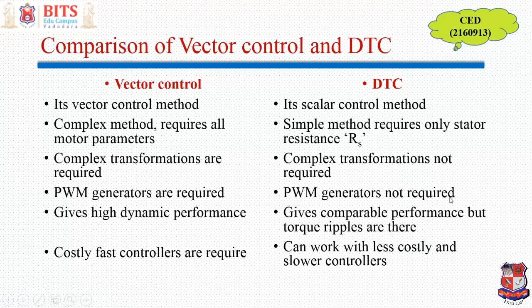Directly switching is done. This gives high dynamic performance, while this gives comparable performance, but there are torque ripples. So it's almost vector control like performance, far better than the normal V/F control method, DTC. This one is costly and fast controllers are required. This can work with slightly less costly and slower controllers, right? So this is all about the chapter, dynamic modeling and vector control of AC motor drive. So here I conclude this chapter.